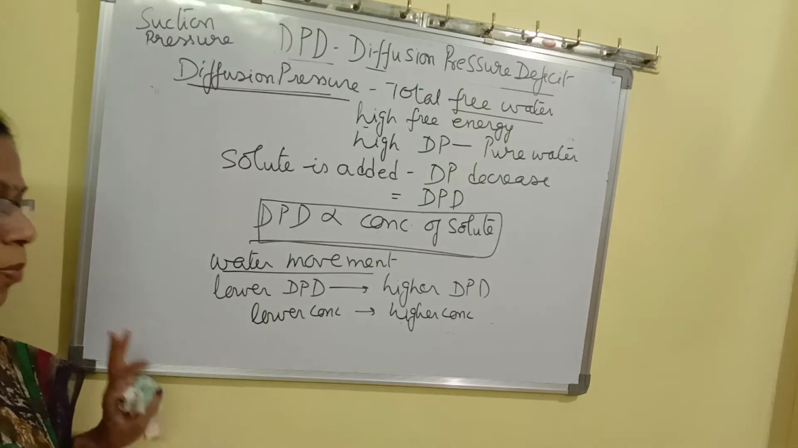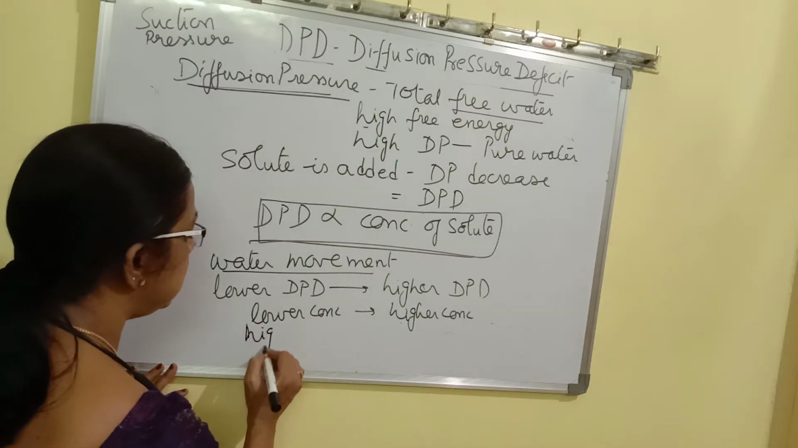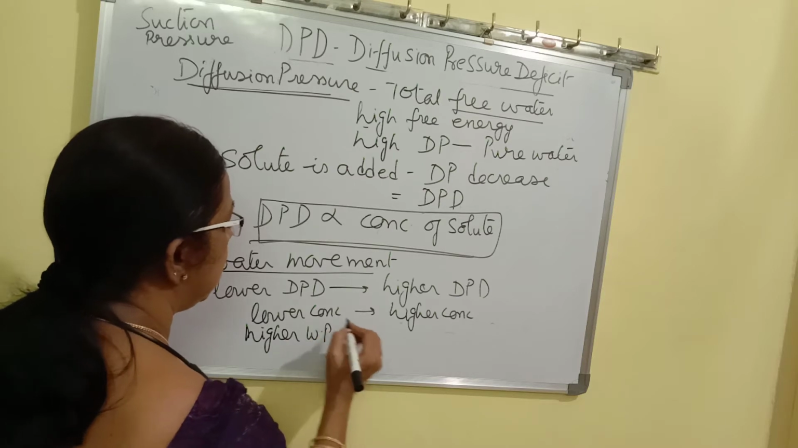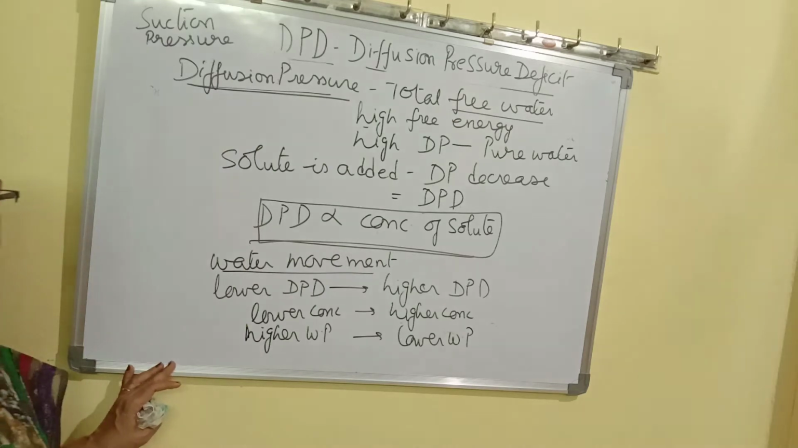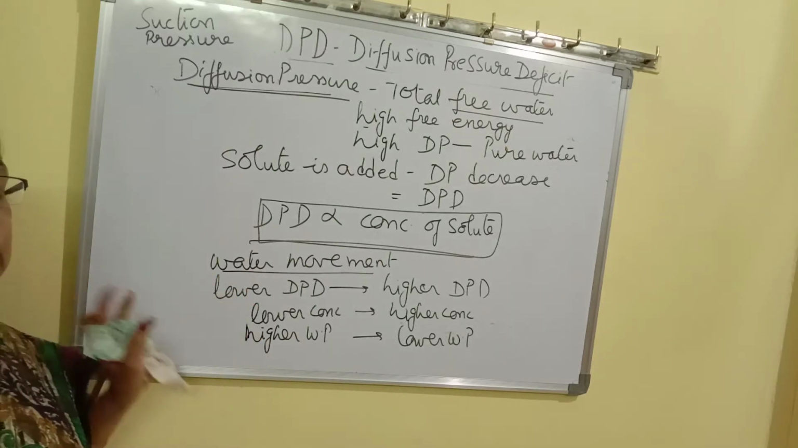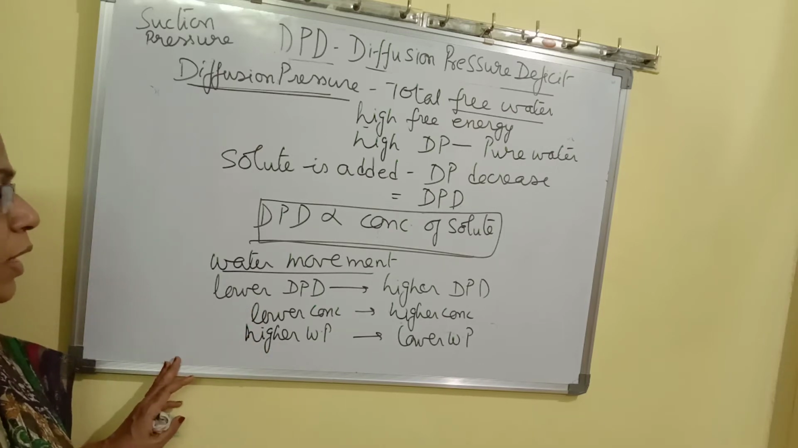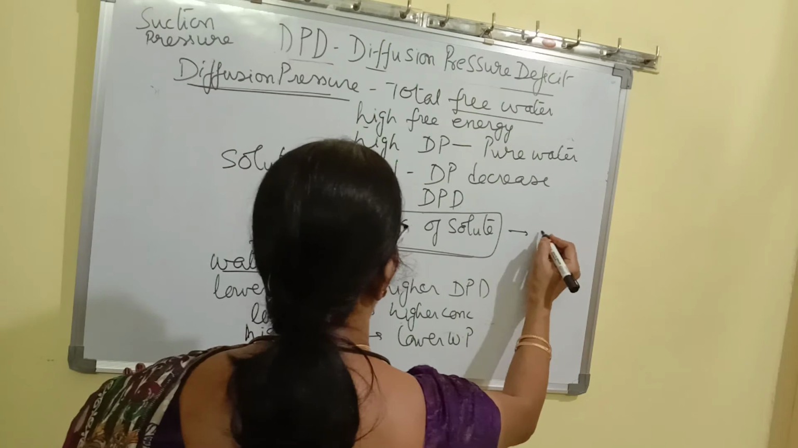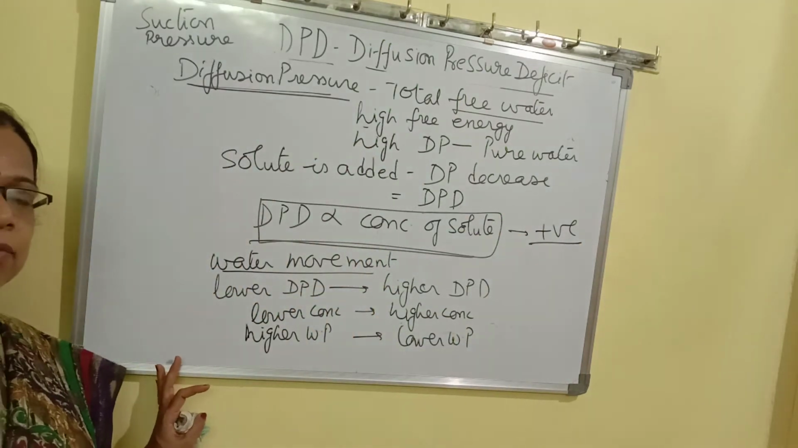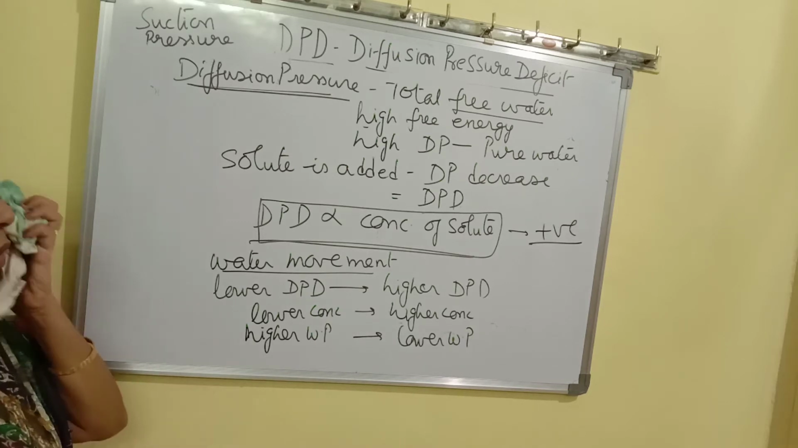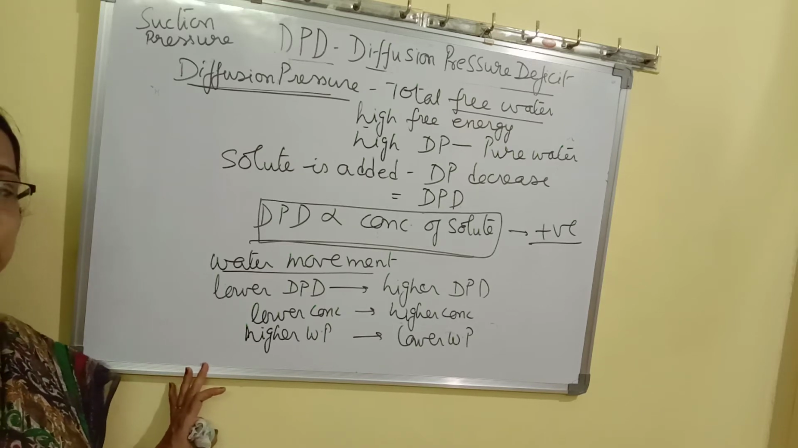So in terms of water potential, how do we equate this? Lower concentration means higher water potential. Higher water potential to lower water potential. So this is how we can relate DPD and water potential. Both are opposite in sign. DPD is a positive value, whereas water potential is a negative value. So this is how we can differentiate between DPD and water potential.